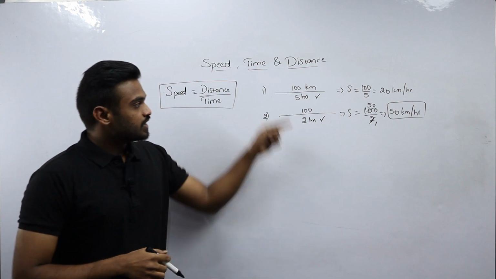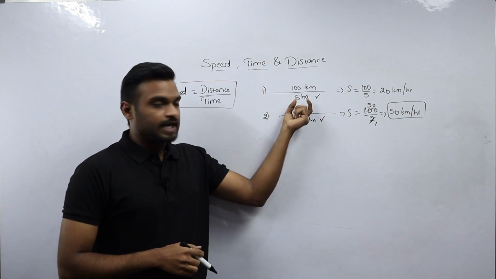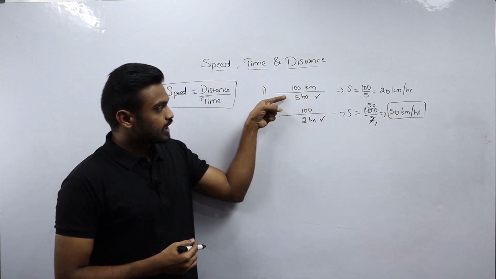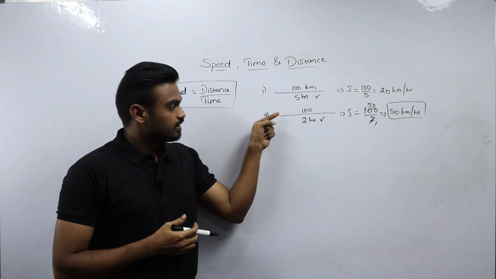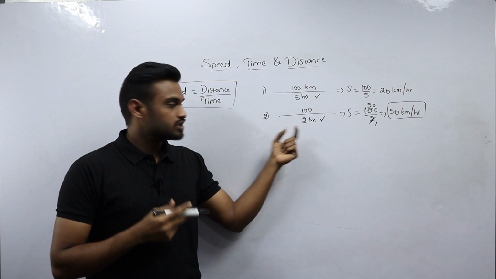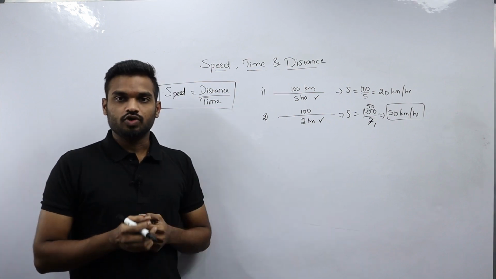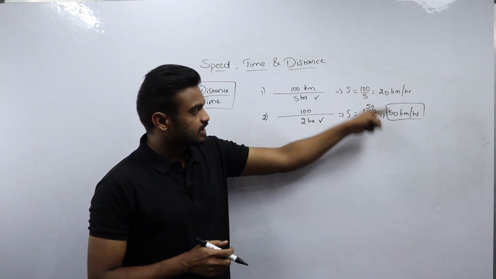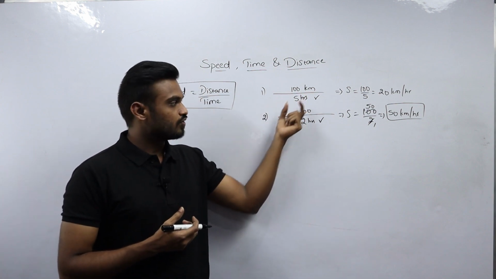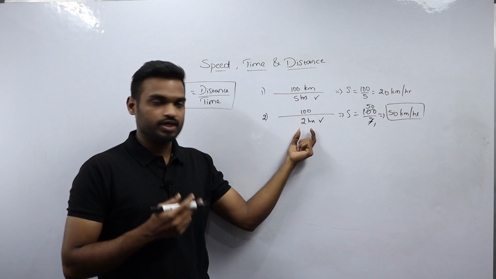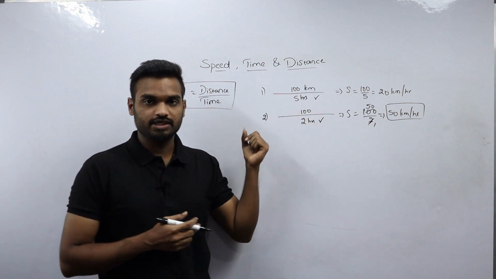Now in the first and second case, the amount of time taken by me is decreasing. In the first case, I took 5 hours to complete this 100 kilometers. In the second case, I took only 2 hours to complete this 100 kilometers. Now, when it comes to speed, it is increasing from the first to the second case, as I took only 2 hours to complete this entire 100 kilometer distance.